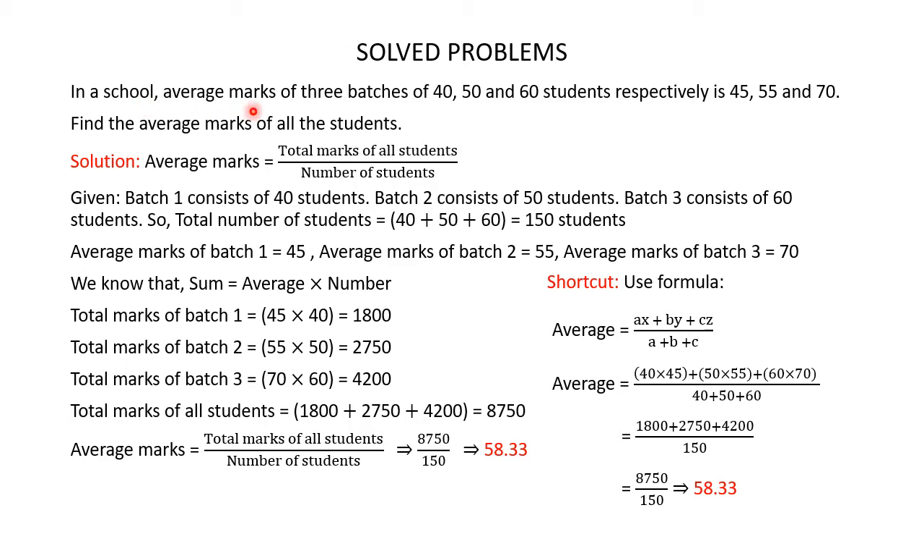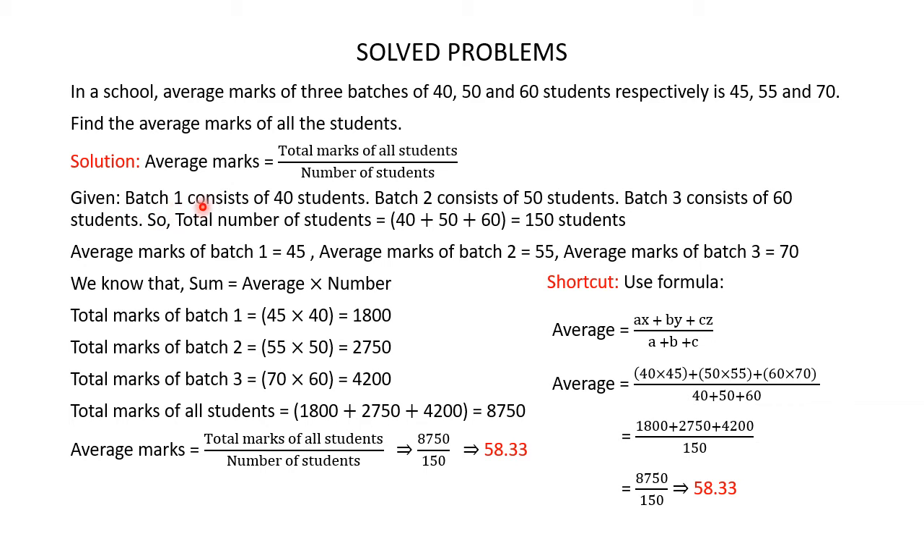In a school, average marks of three batches of 40, 50 and 60 students respectively is 45, 55 and 70. Find the average marks of all the students. Now you know that to find the average marks of all the students, you have to use the formula. Average marks is equal to total marks of all the students divided by number of students. So to find the average marks, you need to find the total marks of all the students and also the total number of students.